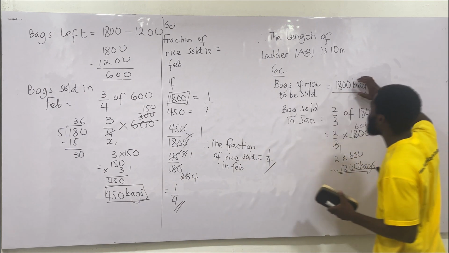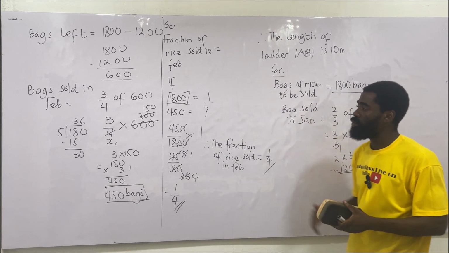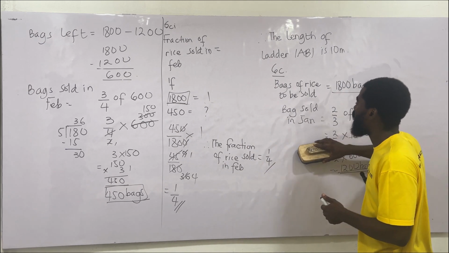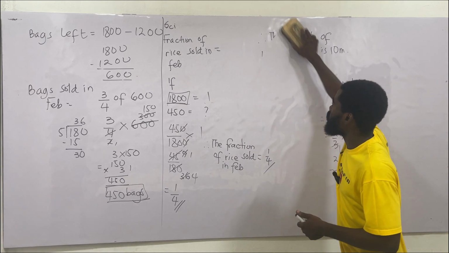So note that total bags is always equal to 1. So if this is 1, then this one, what is the fraction? And that represents 1 over 4. Okay, let's go.